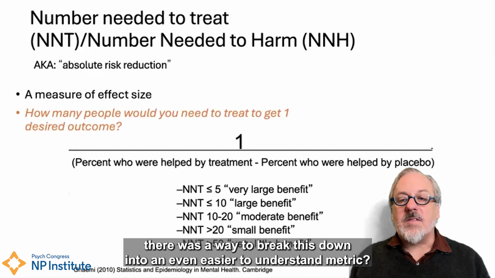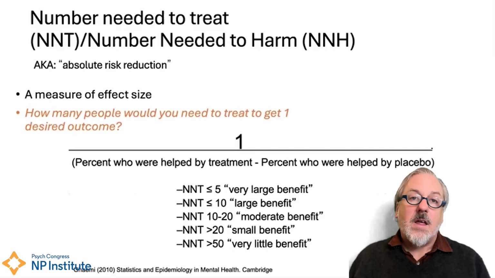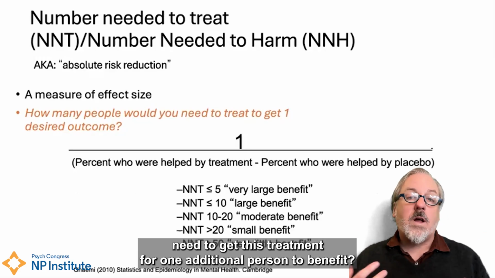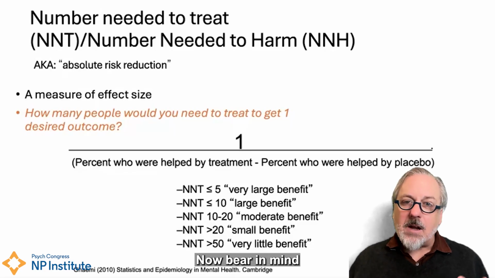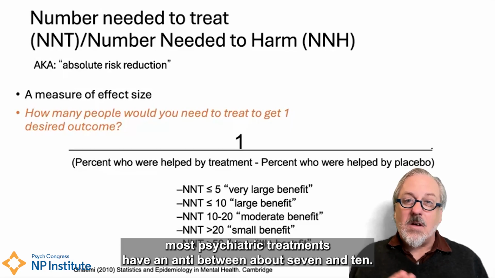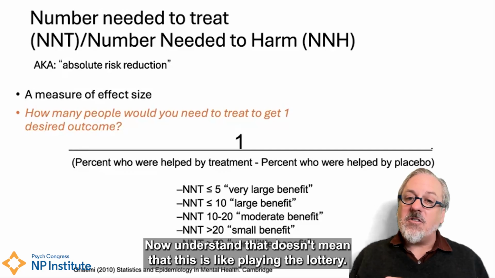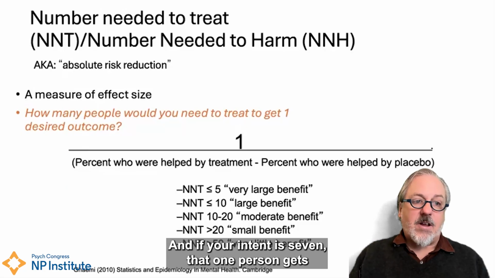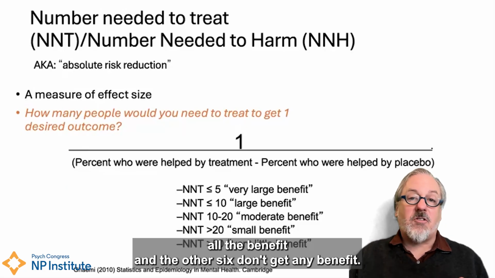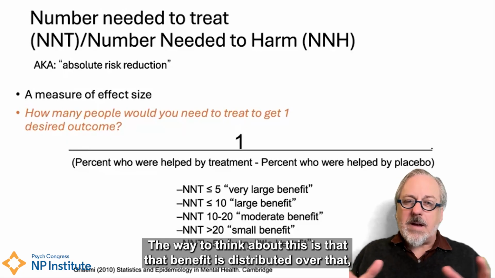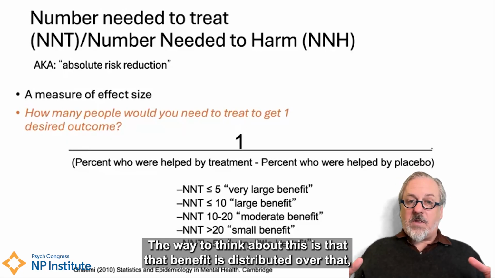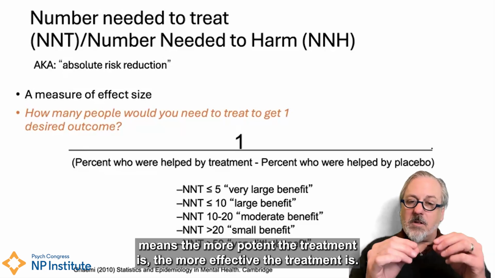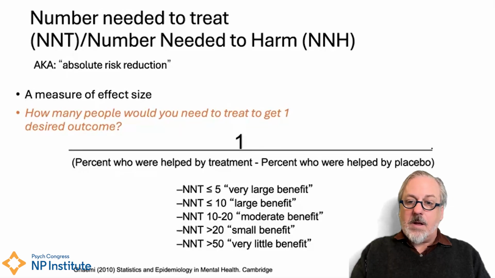Now, what if there was a way to break this down into an even easier to understand metric? The number needed to treat asks this question: how many patients need to get this treatment for one additional person to benefit? Bear in mind, most psychiatric treatments have an NNT between about 7 and 10. Understand that it doesn't mean that this is like playing the lottery, and if your NNT is 7, that one person gets all the benefit and the other 6 don't get any benefit. The way to think about this is that the benefit is distributed over that group of people. So the smaller number of people means the more potent the treatment is, the more effective the treatment is.